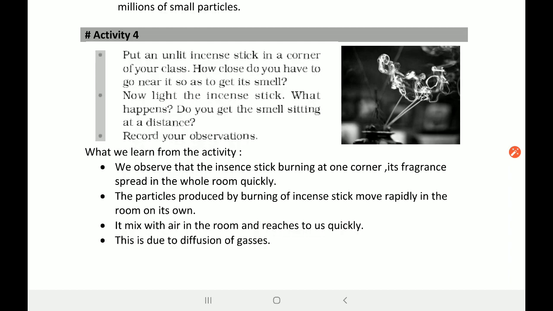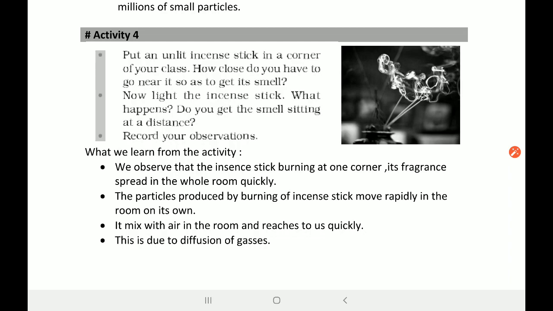If you leave an essence stick at the corner of your class, one person who is standing outside the class can also smell the perfume of that particular stick, isn't it? This is why it happens: the essence, that means the perfume present in that essence stick, moves with the air. It actually dissolves in the air, and the particles of perfume, the particles of smell, enter and mix with the air and keep moving continuously, right? And it quickly reaches the person who is standing outside the class. So you can see how fast the movement is.